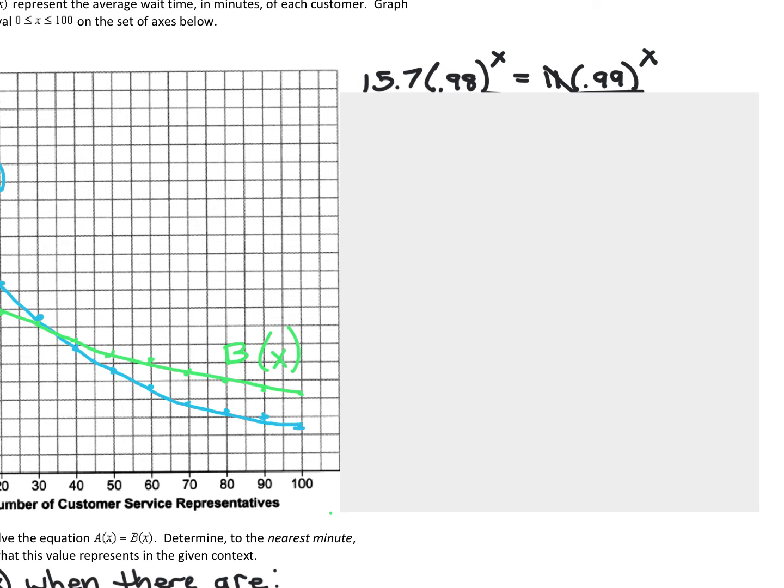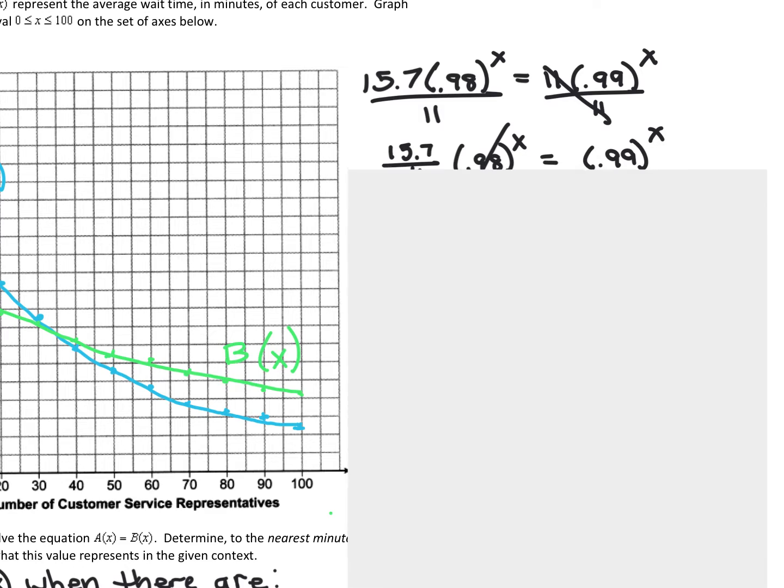So I just kind of covered my work. For those of you that prefer to do it algebraically, I just said A of x equal to B of x. And then I decided to divide. You could divide by either 15.7 or 11. That's up to you. If you don't like to do it algebraically, you can just ignore this part. I decided to divide by 11, leaving me with 15.7 over 11 times this equals, and then those cancel, so 0.99 to the x power.